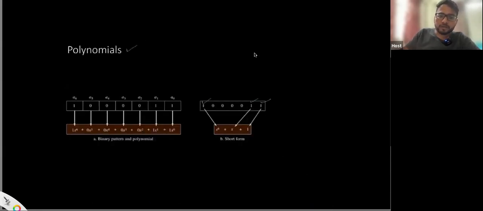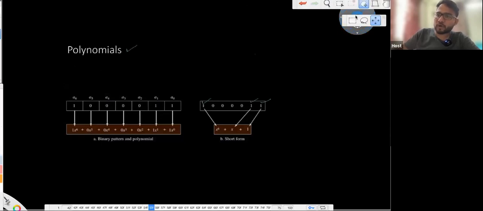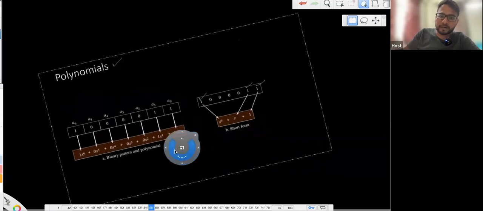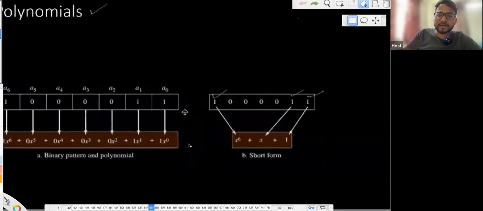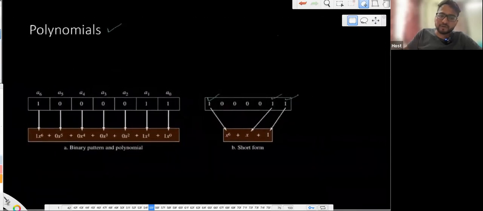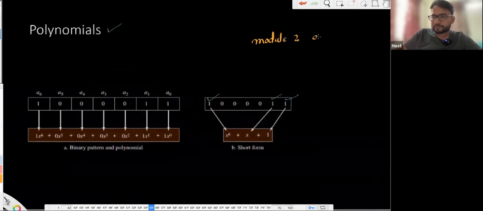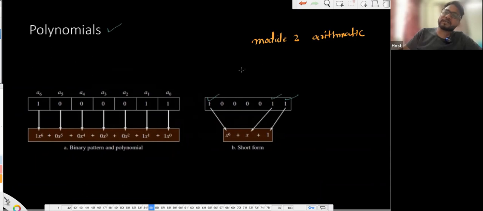Great. So let's understand the same mathematics using polynomials. In polynomials, we have some binary pattern, and we change that binary pattern to a polynomial. CRC follows a special kind of mathematics called modulo-2 arithmetic, or modulo-2 polynomial arithmetic. Here, every coefficient can be either 0 or 1. No coefficient could be 2. So either the coefficient is 0 or 1.